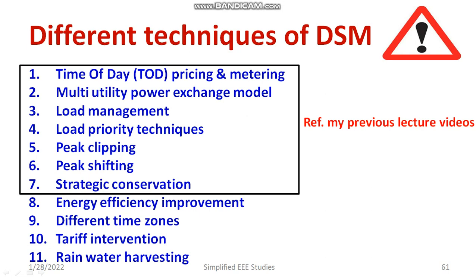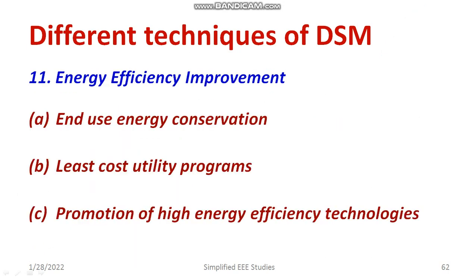What do we mean by energy efficiency improvement? As you can see, energy efficiency improvement comprises 3 segments: end use energy conservation, least cost utility program and promotion of high energy efficiency technology. Let's understand what we mean by end use energy conservation first.